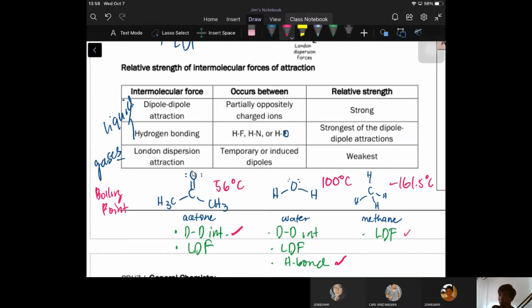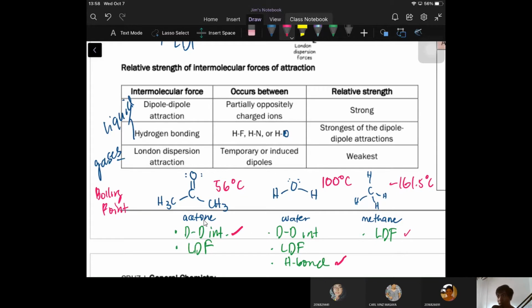Kapag may dipole yan, ibig sabihin dipole-dipole interaction yan, most likely. Pag may OH yan, may NH and may FH, may hydrogen bond yan. And lahat ng molecules, they exhibit London dispersion forces. Lahat yan. Kasi lahat may electron eh. Okay. And then to rank them, tignan mo lang kung ano yung strongest na intermolecular force na pwede nilang magawa. Just refer to this graph na.